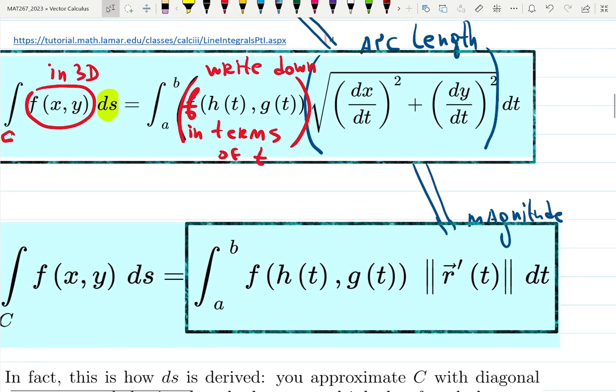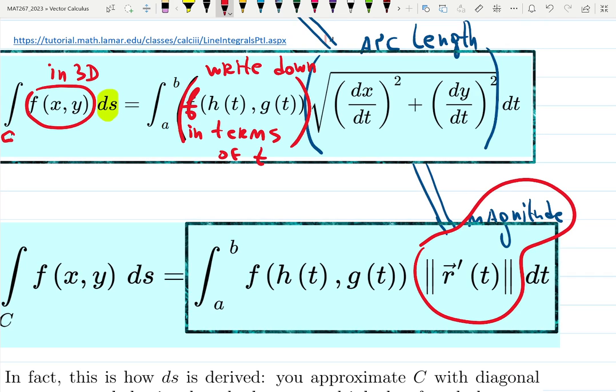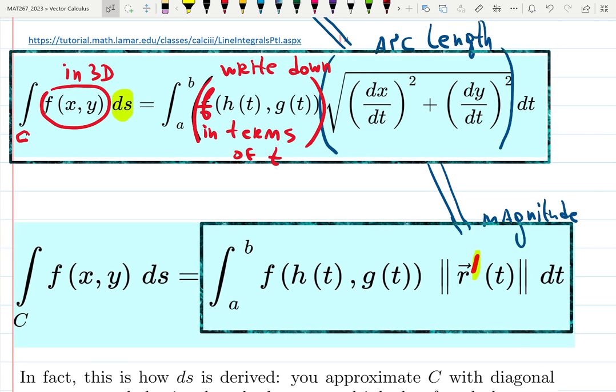You can also notice that this part in blue is actually the same as the magnitude, right? What is the magnitude? A huge square root, stuff squared plus stuff squared. So if we're taking derivative squared plus derivative squared, it's the magnitude of the derivative vector. So that's one way people remember it sometimes. I like remembering it as the arc length because it makes sense.